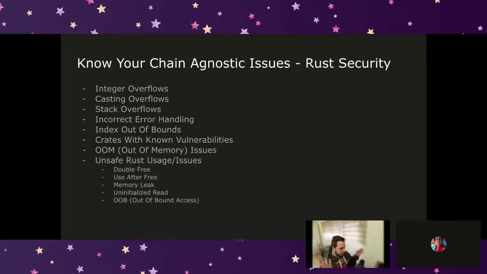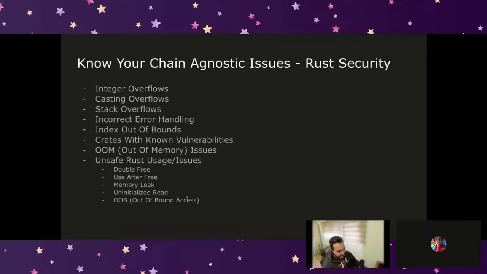So, know your chain-agnostic issues. What are the chain-agnostic issues? Those issues that exist in every single chain as long as they're written in Rust. And usually those are Rust security issues, because if the application is written in Rust, it's going to have integer overflows. It's going to have casting overflows. It might have stack overflows. And if the application uses unsafe Rust, those issues are also going to be there.